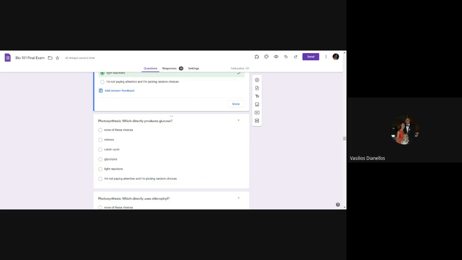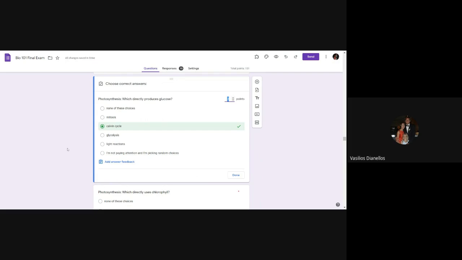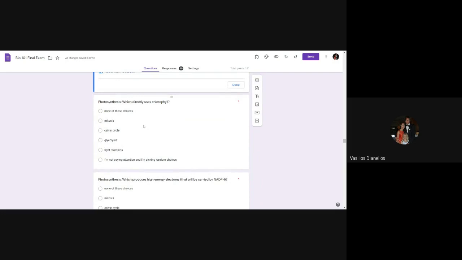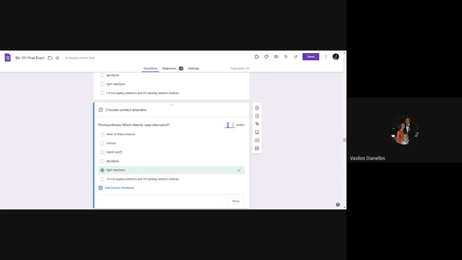Which produces glucose? Like I tried to describe in the lecture, it's the Calvin cycle. That's the factory. That's the thing that's using the ATP and using the high energy electrons and using all the carbon to produce glucose. So the answer is Calvin cycle. Partial credit for light reactions, zero credit for anything else. Which directly uses chlorophyll? Chlorophyll is a pigment. Pigments are things that absorb light. The answer is light reactions. Full credit for light reactions, partial credit for Calvin cycle, zero credit for anything else.